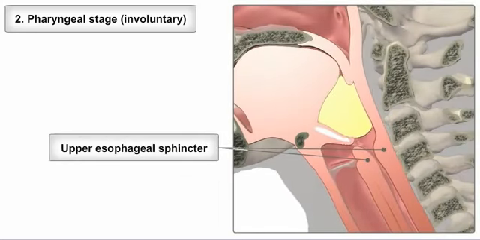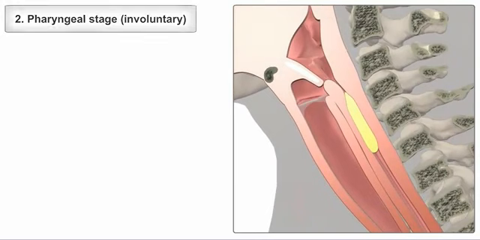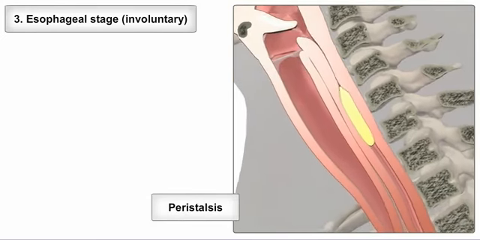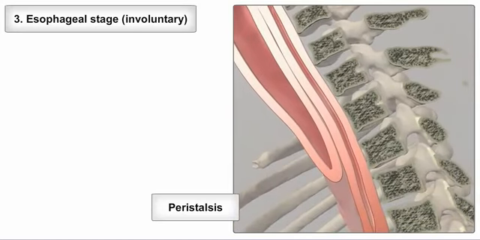The upper esophageal sphincter relaxes to allow the bolus to move into the esophagus, and contracts to reduce backflow into the pharynx. In the final esophageal stage, the bolus is pushed onward by peristalsis, a progression of involuntary wave-like contractions of the circular and longitudinal smooth muscles of the esophagus.